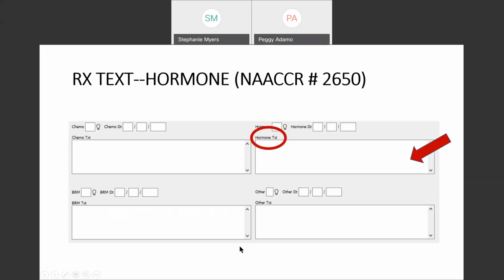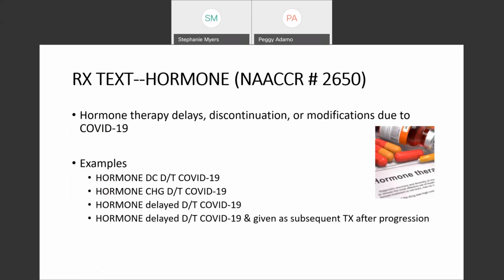Next, we'll talk about the hormone therapy text field. In this text field, we'd like you to record information about hormone therapy delays, discontinuation, or modifications due to COVID-19. When there's documentation indicating that hormone administration was discontinued or not initiated because of the pandemic, record hormone discontinued due to COVID-19. When the medical documentation indicates that the hormone prescription was changed because of the COVID-19 pandemic, record hormone change due to COVID-19.